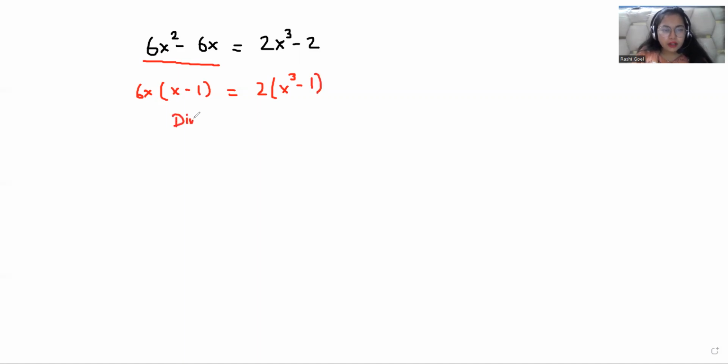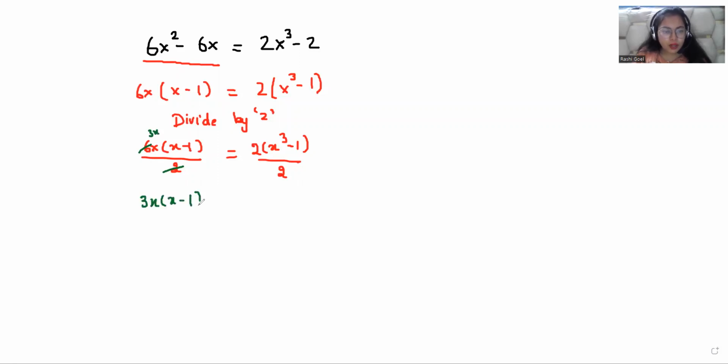So if I divide by 2 throughout the equation, 6x(x − 1) divided by 2 is equal to 2(x³ − 1) also divided by 2. So 6x divided by 2 is 3x, so 3x(x − 1), and here, if I eliminate 2 with 2, x³ − 1. So 3x(x − 1) is equal to x³ − 1, where I can take 1 as 1³.